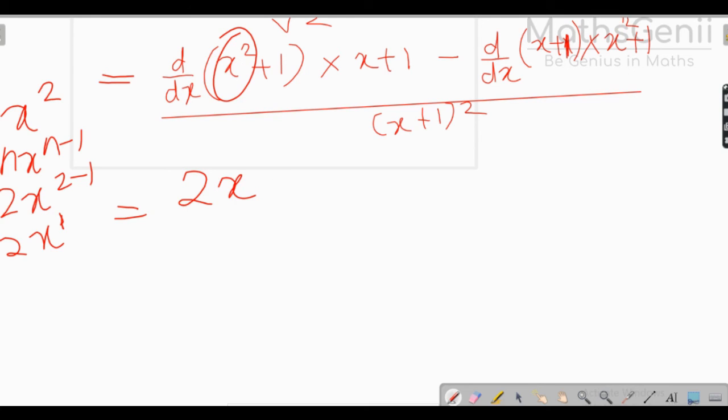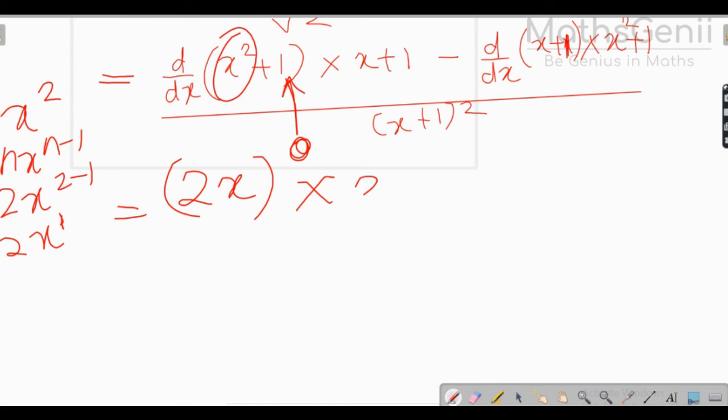Derivative of 1 is what? Derivative of 1 is 0. Anything plus 0 is that number itself, hence I'm not writing it. Derivative of any constant number is 0. Derivative of 2 is 0. Derivative of 100 is 0. Derivative of any constant number is 0.